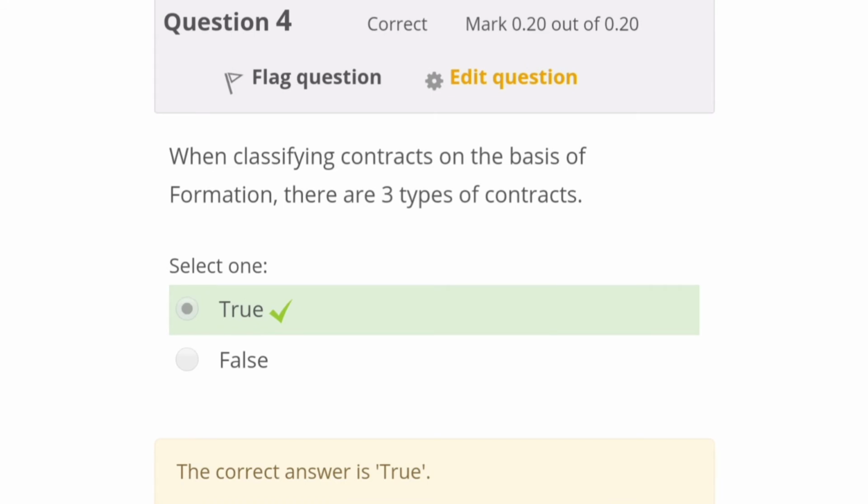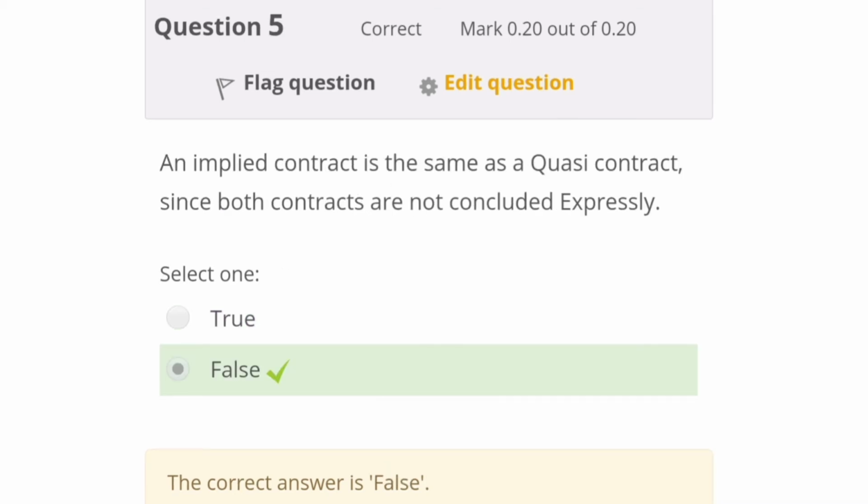Okay, now coming to the 4th question, which says that there are 3 types of contracts when we classify contracts on the basis of formation. Well, there are definitely 3 types of contracts when we classify contracts on the basis of formation. Once again, a very easy question. A quick reference to the slides would have given you the answer, that this statement is indeed true. So we have express contracts, implied contracts, and quasi contracts when we classify contracts on the basis of formation.